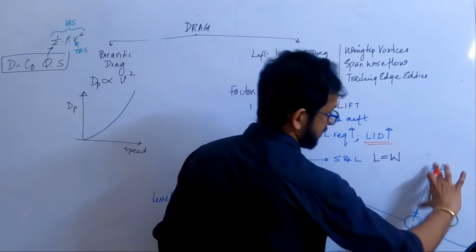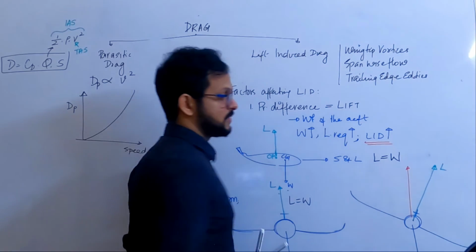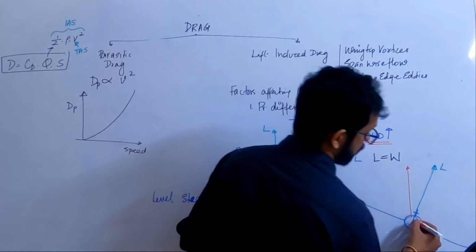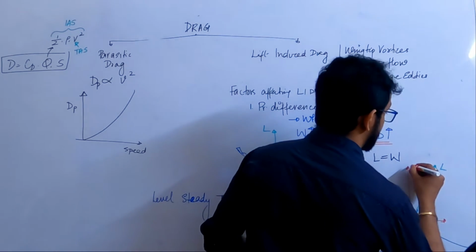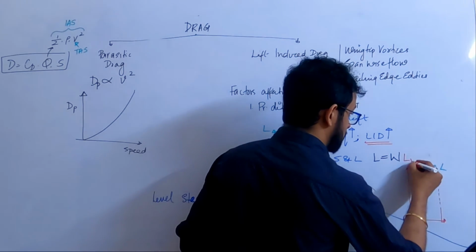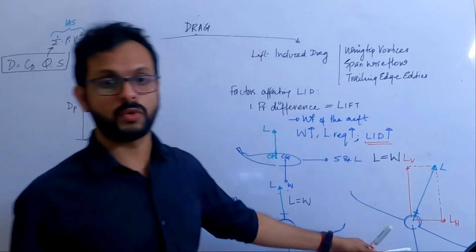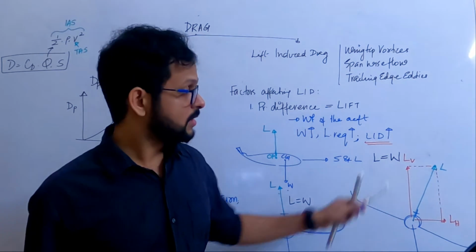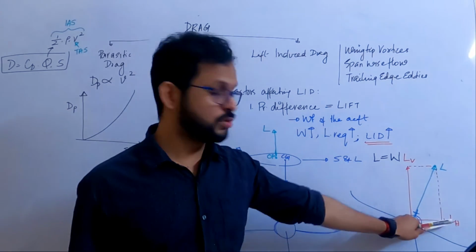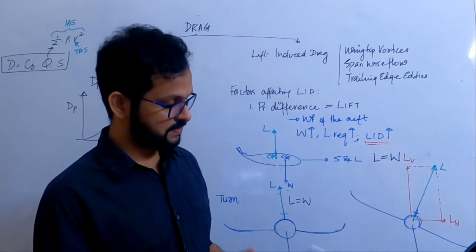Now I can resolve this lift into two different components. You must have studied this in physics. Don't stress, you don't have to learn much, just understanding is the point. One is the vertical component, the other is the horizontal component. Which component of lift is countering the weight here? Only the vertical component, right? You have a horizontal component now acting into the turn. Do you realize that?